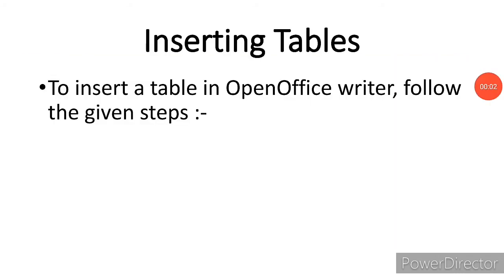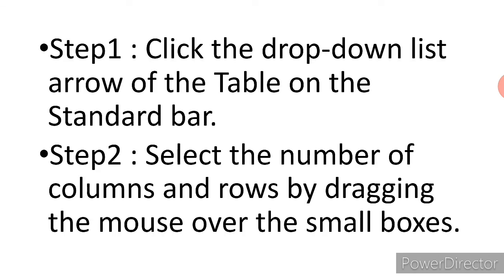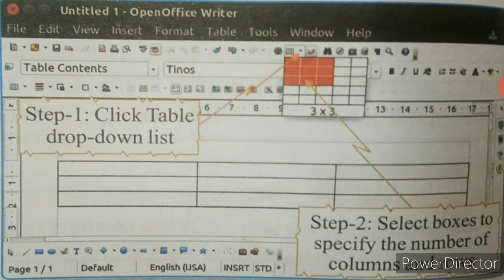Inserting tables. To insert a table in OpenOffice Writer, follow the given steps. Step 1. Click the drop-down list arrow of the table on the standard bar. Step 2. Select the number of columns and rows by dragging the mouse over the small boxes.